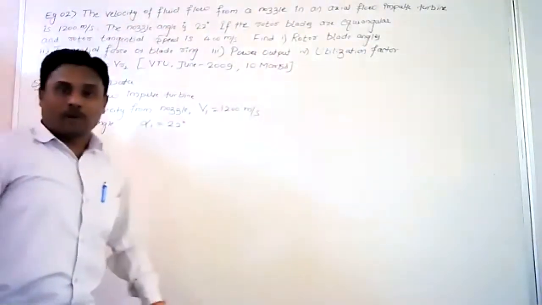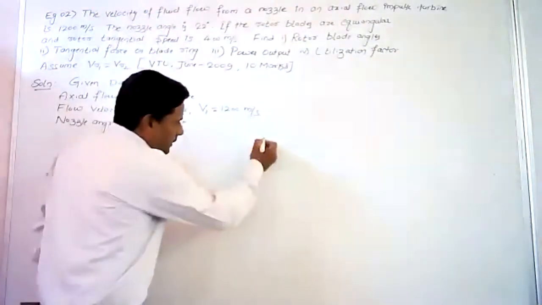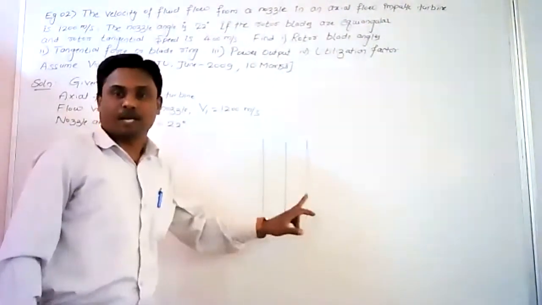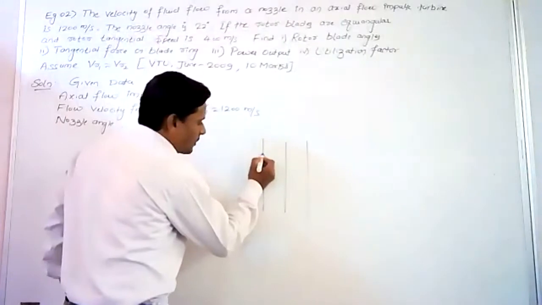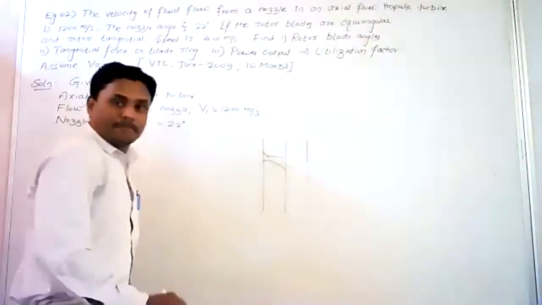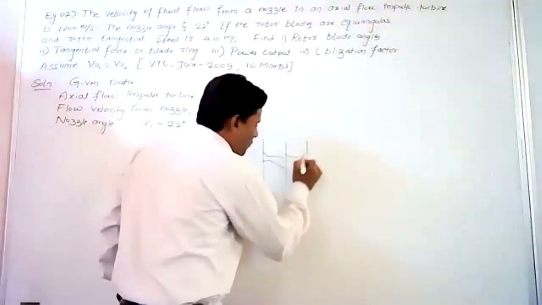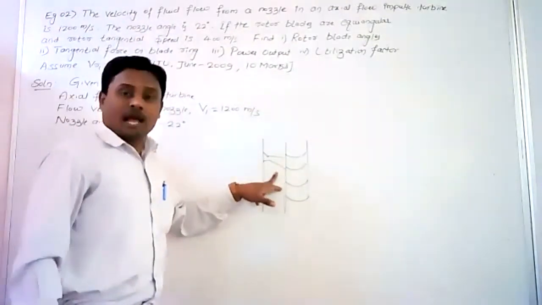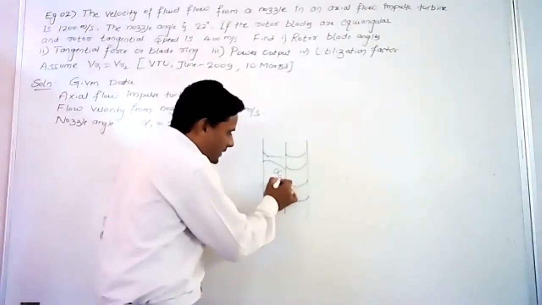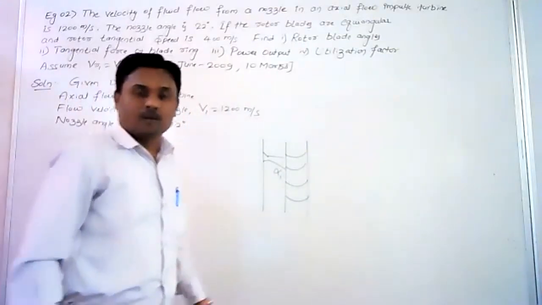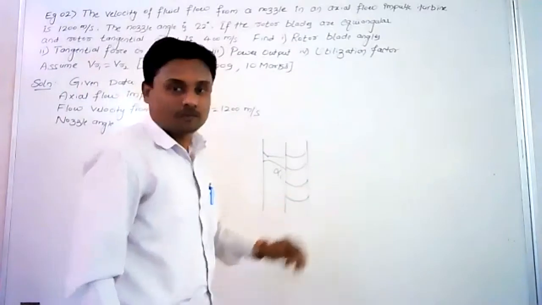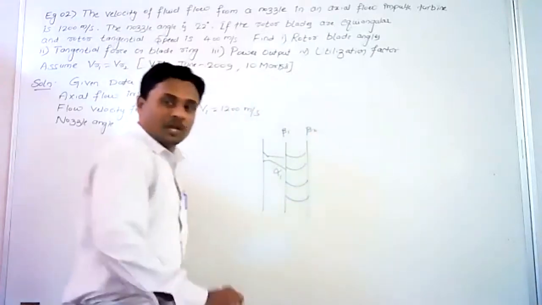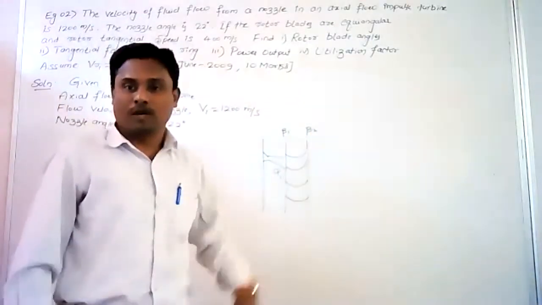If the rotor blades are equiangular, remember guys, in a particular stage of a turbine, we have two rows, first row and second row. In the first row, we have a set of nozzles or fixed blades, and in the second row, we have a set of moving blades. The nozzle angle is always represented by alpha 1, whereas for moving blades, we have to use beta. Beta 1 is for inlet blade angle, and beta 2 represents the outlet blade angle.